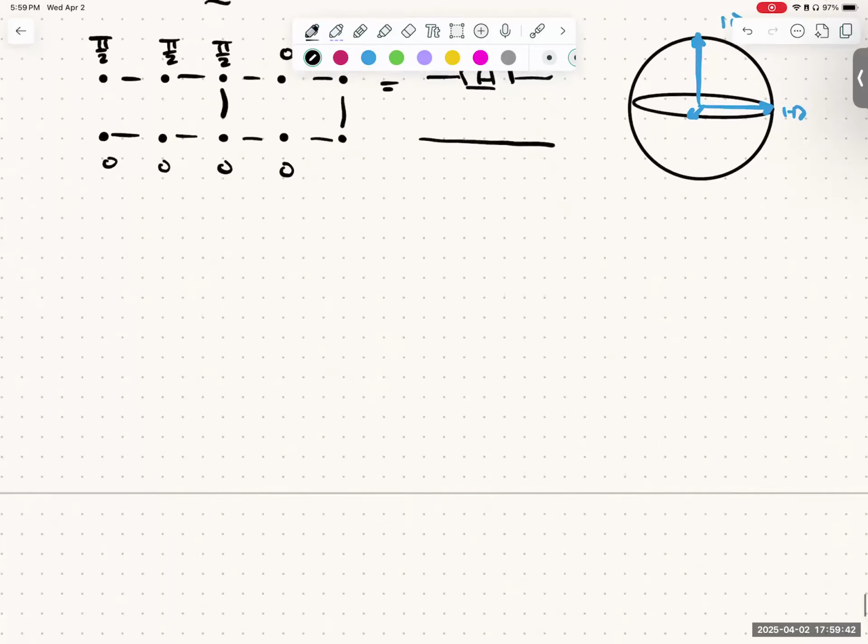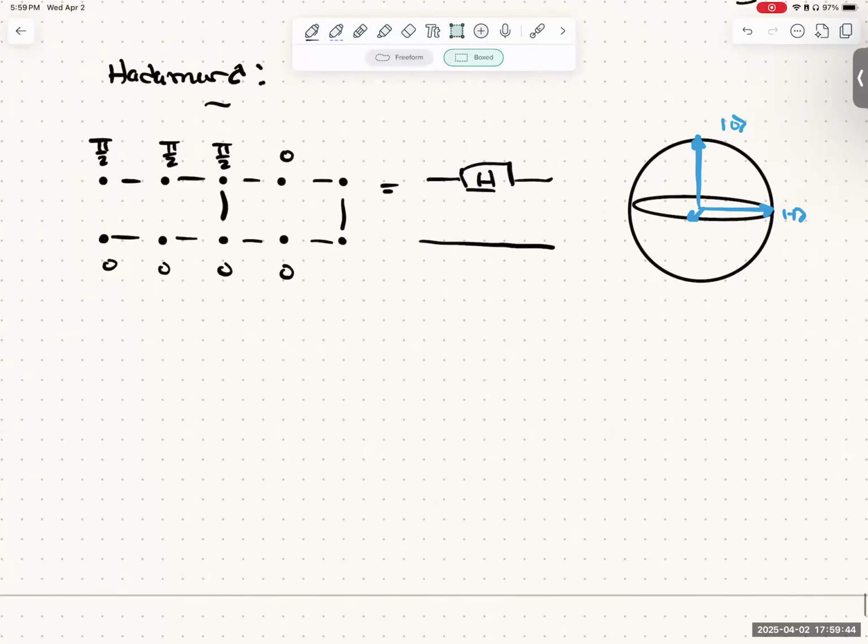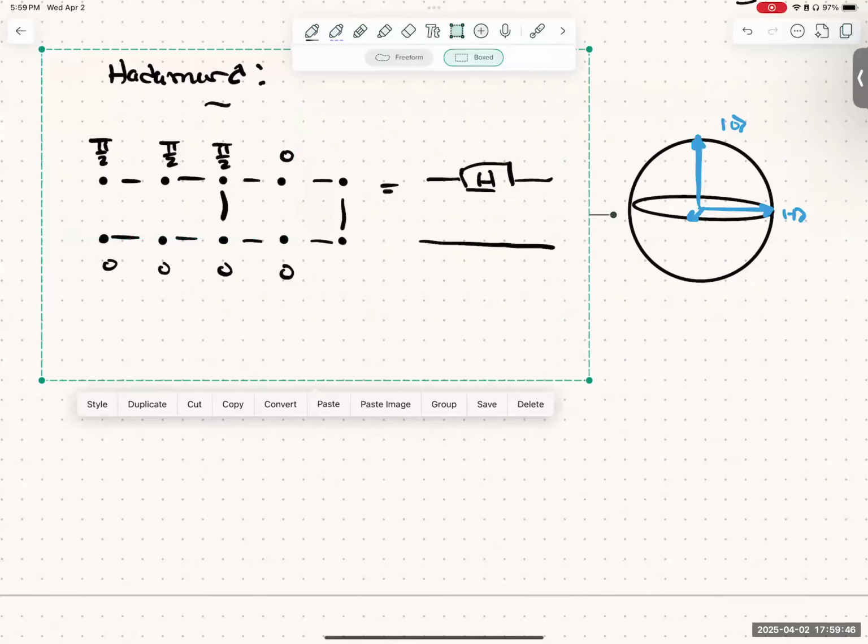If you want to do a Z rotation, let me just copy these.